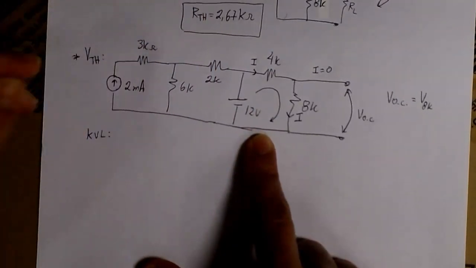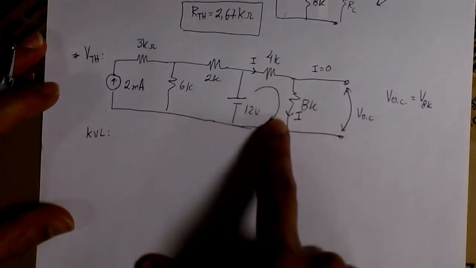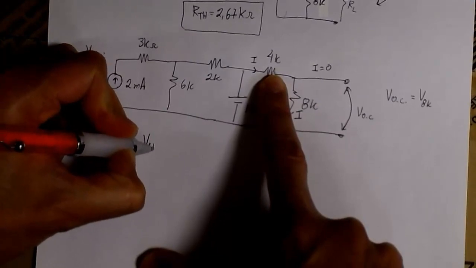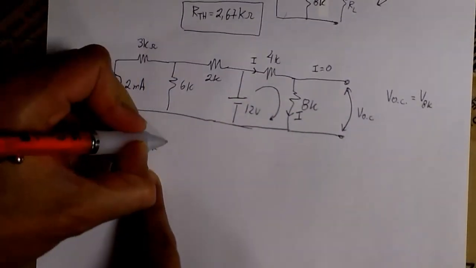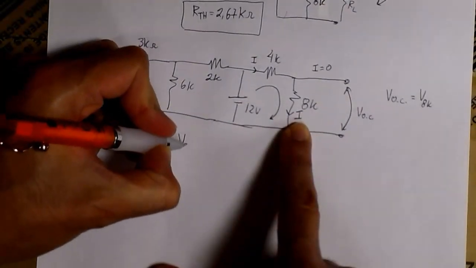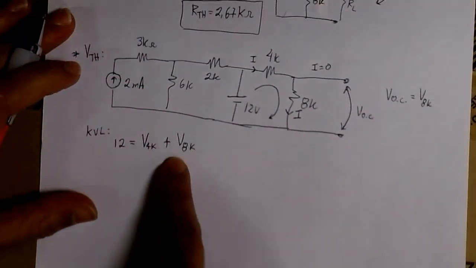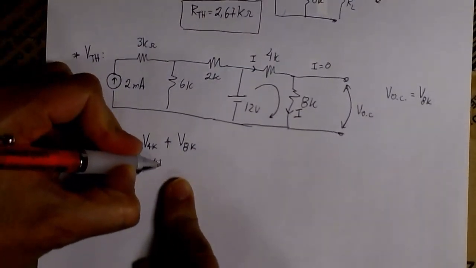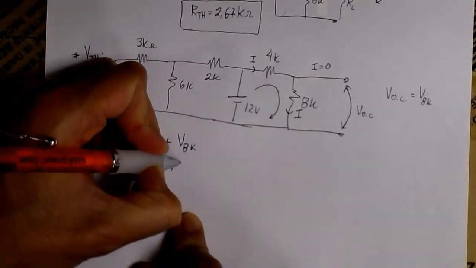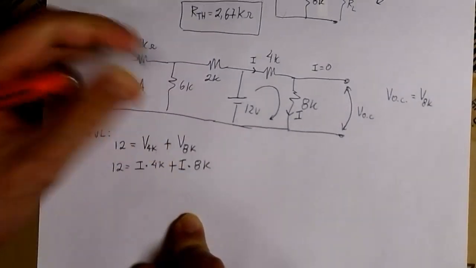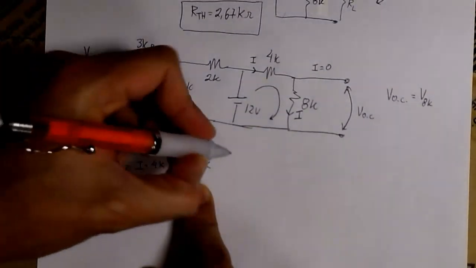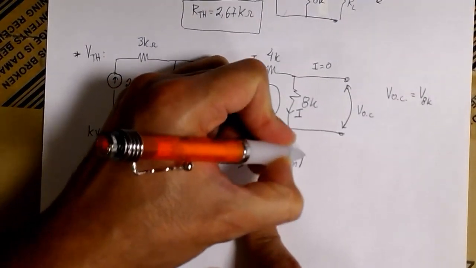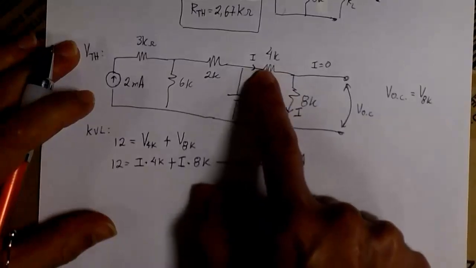Let me just apply Kirchhoff's voltage law in this loop, and you'll see that we can easily find the current that we're looking for. So 12 volts is the gain, and we have 2 drops. The drop across the 4K and the drop across the 8K. Now the drop across 4K is just the current I times the resistance 4K, plus the drop across 8K is the same current I times 8K. So we have just one equation, one unknown, and from this equation we can find the current. So from here I is 1 milliamp.